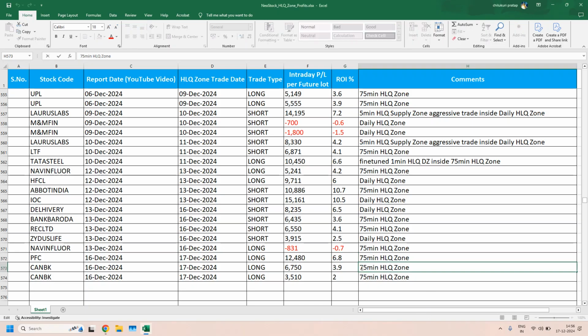Probably I have to write: achieved 1:3 RR, but failed to reach 15 min target zone.